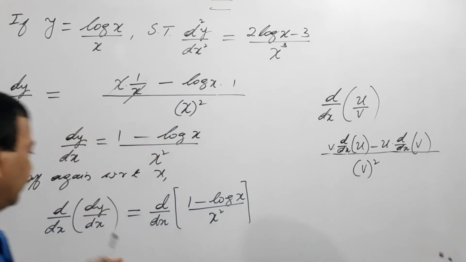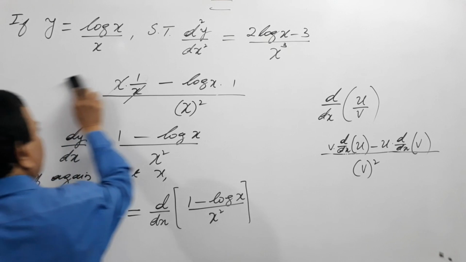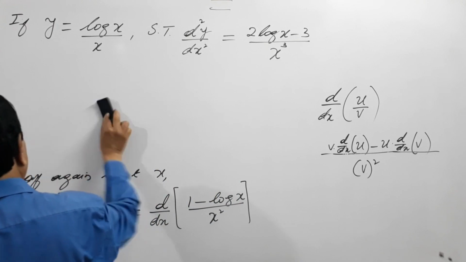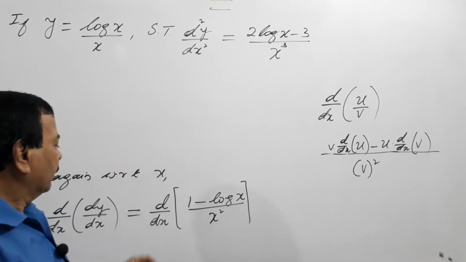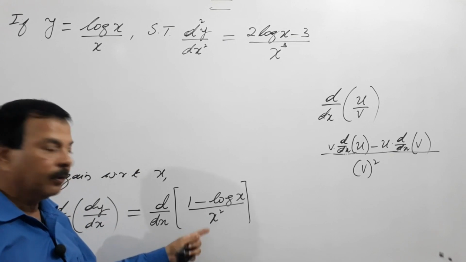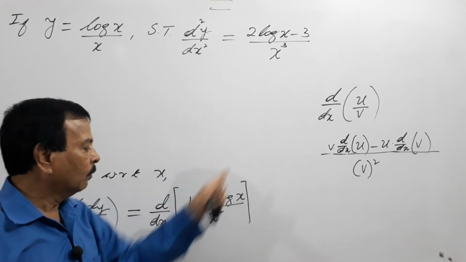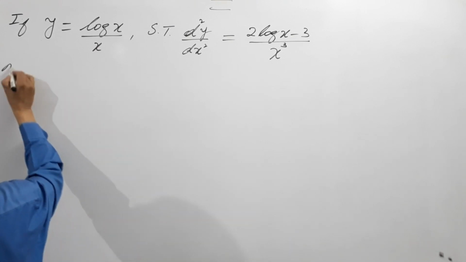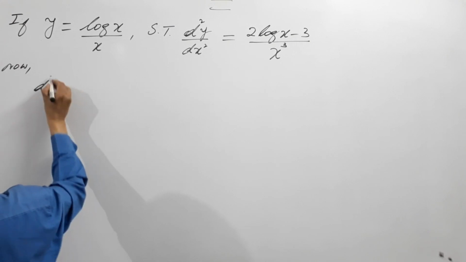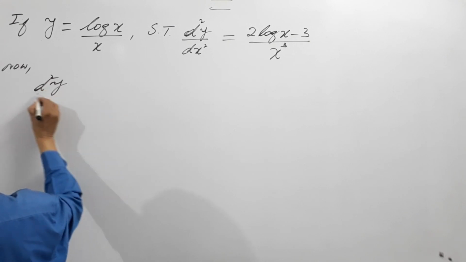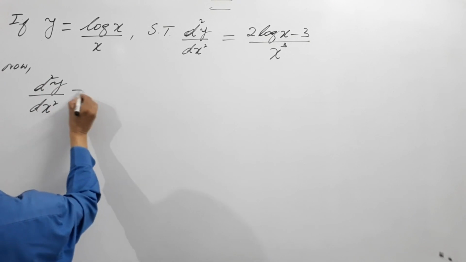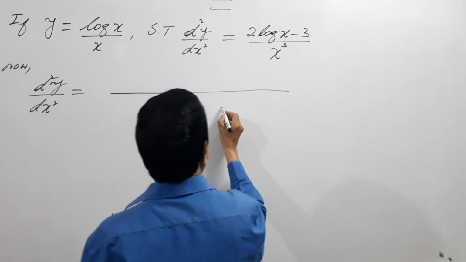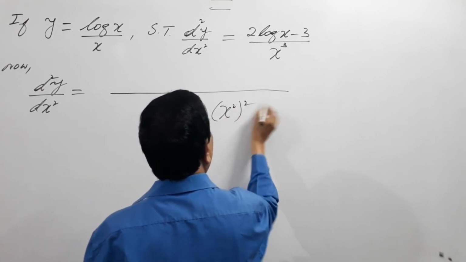So dear students, I'll rub this. You have to differentiate once again. Here again you have to use the quotient rule, because you have u by v. This is u and this is v. Now d square y by dx square will be, I write, the denominator x square the whole square.